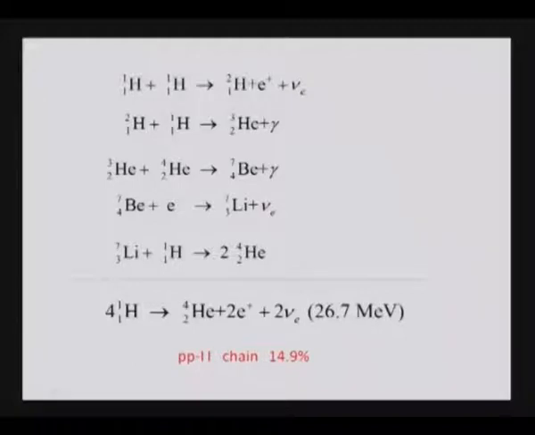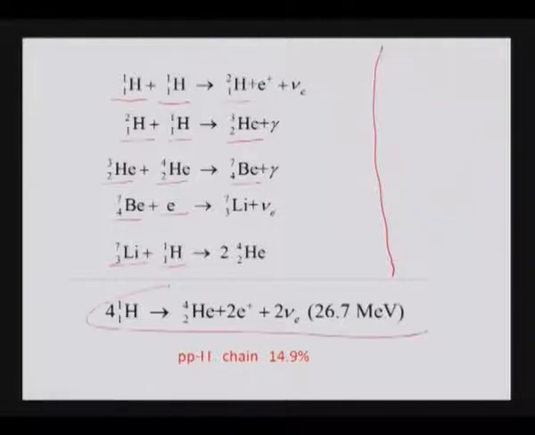So, that 14.9% thing I have collected at one place, starting with proton and proton making deuteron and that making 3He combining with 4He, that combining with this electron, and finally that combining with this proton, and the end result is the same. End result 4 protons making a helium nucleus and 2 positrons and 2 neutrinos, that end result is the same as what we had considered in PP1 chain. Now, this whole process is known as PP2 chain.